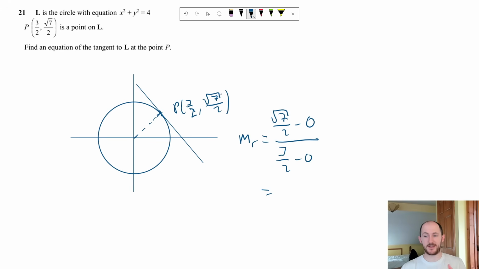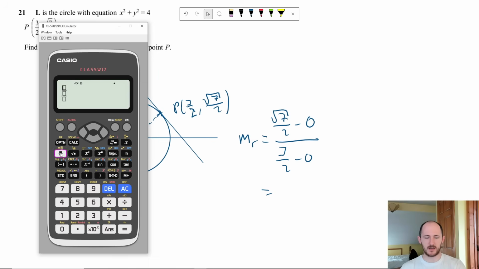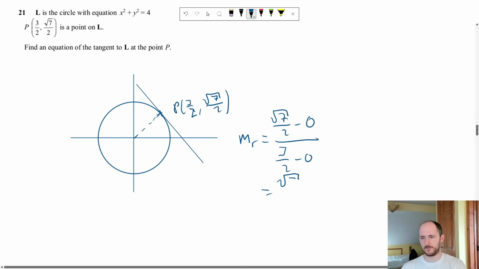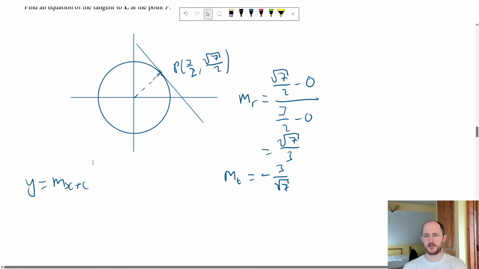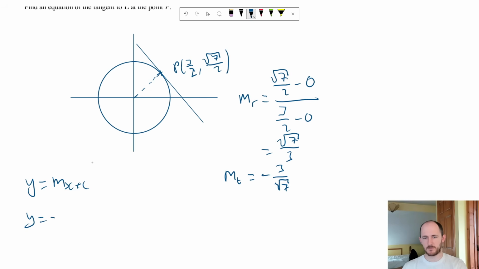And you can put this all in a calculator, by the way. It's completely legal. Or you can use the divide sign if you're unsure of using fractions on fractions. And we have root 7 over 3 over 2 minus 0. There you go. Which means my gradient of the tangent, let's call it m_t, is negative 3 over root 7. Sub that into y equals mx plus c. I feel like we've used this equation quite a bit. And we have y equals minus 3 over root 7 x plus c.